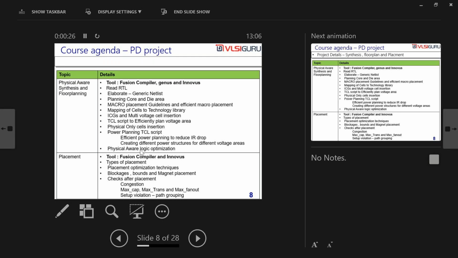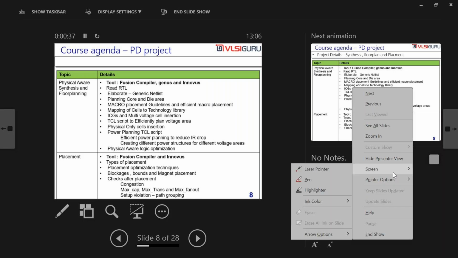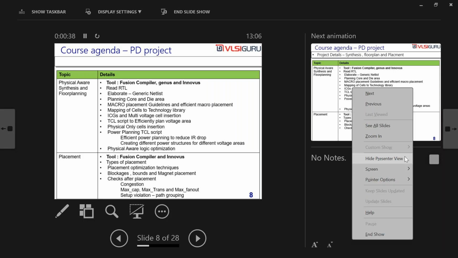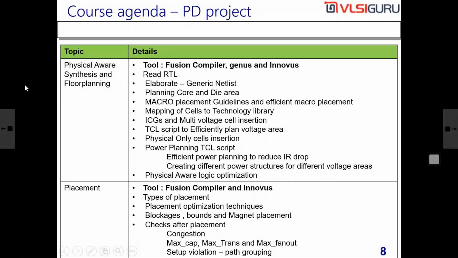This is the final optimization of synthesis. So here, synthesis is totally done. Before synthesis, what is done? Before synthesis, my floor planning is also done. So that is called physical-aware synthesis. Here, floor planning is already done.